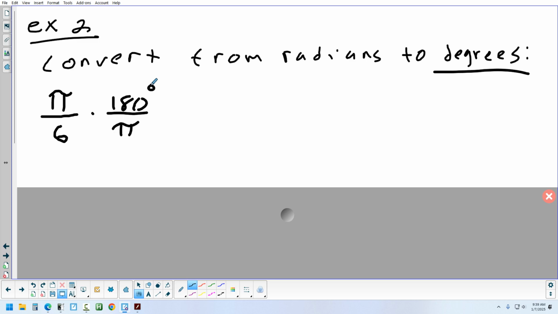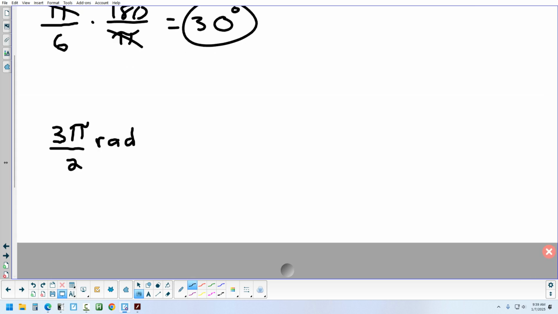What else cancels there? The pi's cancel. And now you're left with 180 divided by 6. What's 180 divided by 6? 30. And do I need a label on that? Degrees. Yes. If you do not put a label, then that would be 30 radians. That's not what we want. And that's it, 30 degrees. All right, let's try again. Get used to not seeing the word radian.